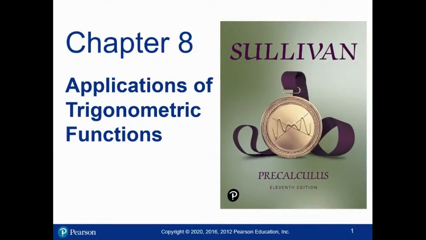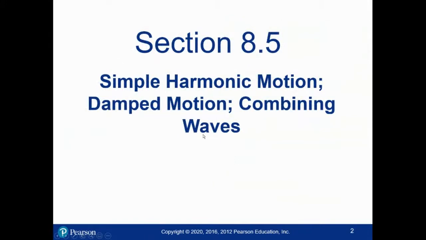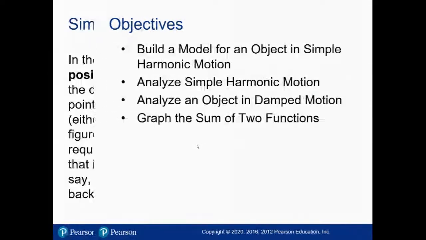So in the last section of Chapter 8, we introduce some applications in physics and engineering and science that have to do with what's called harmonic motion or damped motion. Also, these sines and cosines represent some waves, and you can combine waves together to get new, more interesting types of waves. So what we want to do over the course of a couple of videos is build models for simple harmonic motion and analyze it, and then we want to study what's called damped motion.